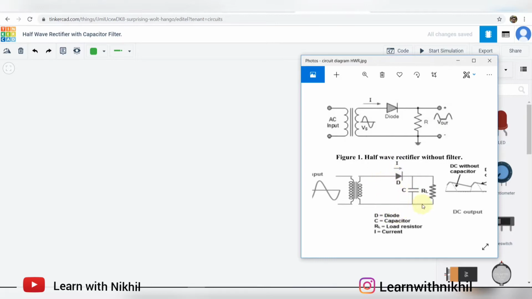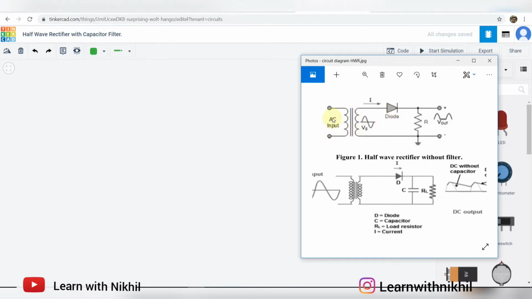Now, in using a filter, we have to just attach a capacitor across the resistor. So this terminal of the capacitor is positive, this is negative. The positive is attached to the negative of the diode and the negative terminal of the capacitor is attached to the ground. So we have to create this circuit diagram.